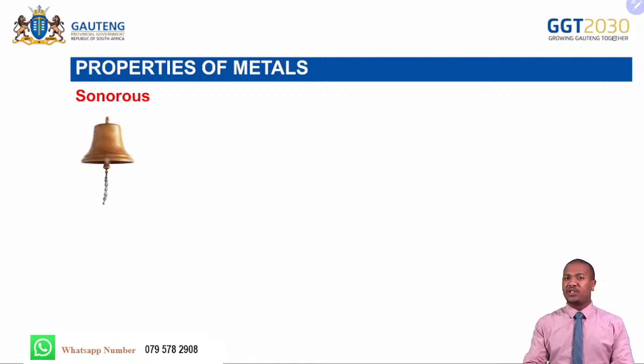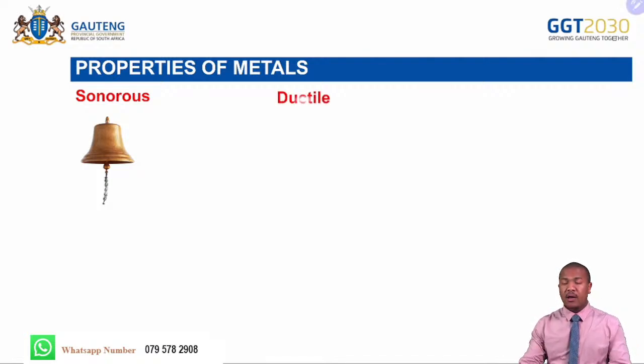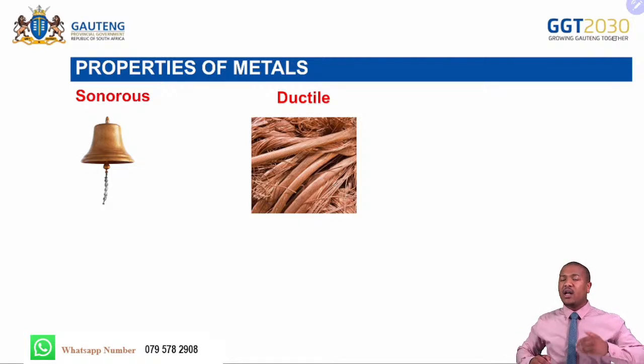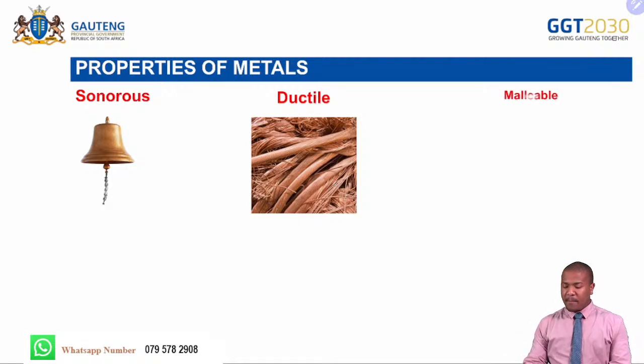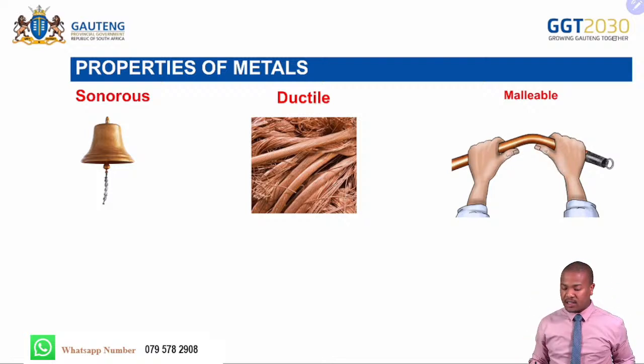Like this bell that I put here, right? It can give off sound. When you have these two metals banging each other, they give off what? Sound. So we say metals are sonorous. Not only that, metals are ductile. So meaning they can be stretched into thin wires, like this copper metal that we have here, right? It can be stretched into thin wires. Also, metals are malleable. They are able to change shape, right? They are able to change their form, right? As you can see here, there's a person bending this type of metal to change its shape.